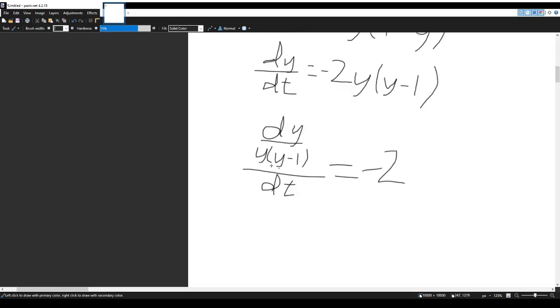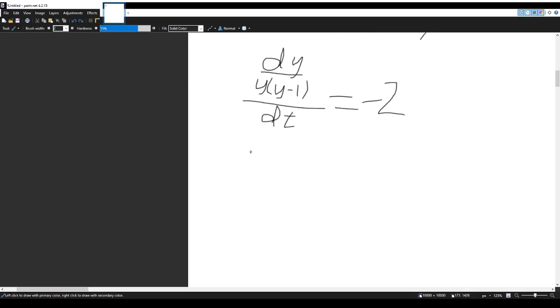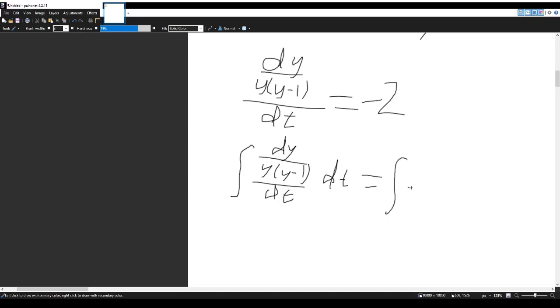So now what we can do is integrate both sides with respect to t. What would that look like? We would have this, and then we'd slap a dt on there. Actually, I'm just going to do this on a new line to make it look better. So the integral of dy over y minus 1 dt, and then dt, equals the integral of negative 2 dt.